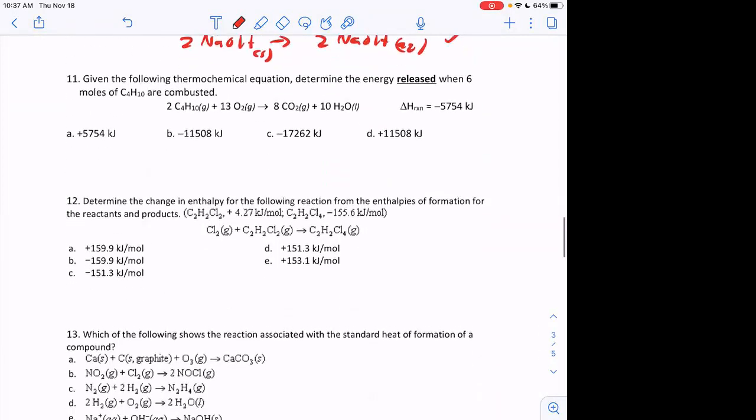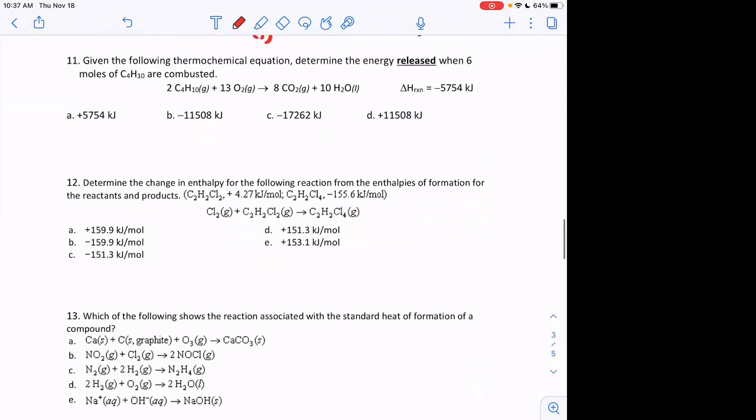Got a super easy one and a tough one. Given the following thermochemical equation, determine the energy released when 6 moles of C4H10 are combusted. How'd you do it? Yeah, just times it by 3, which she said is till they realized, okay, 2 moles gives me this. So 6 moles, multiply by 3. And what did we get?